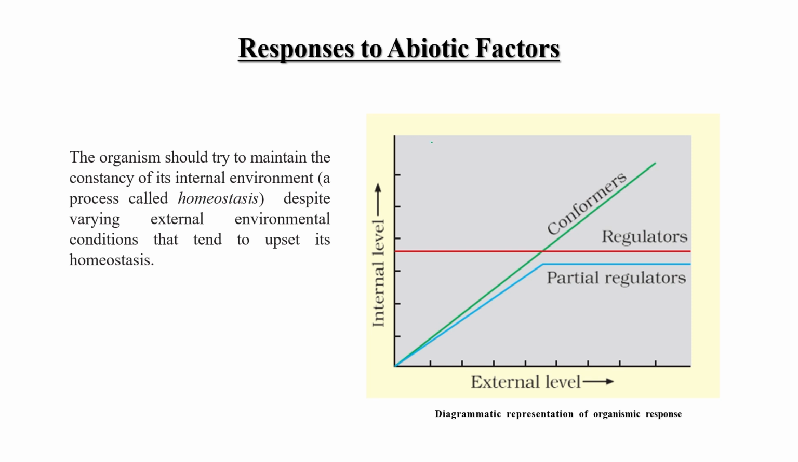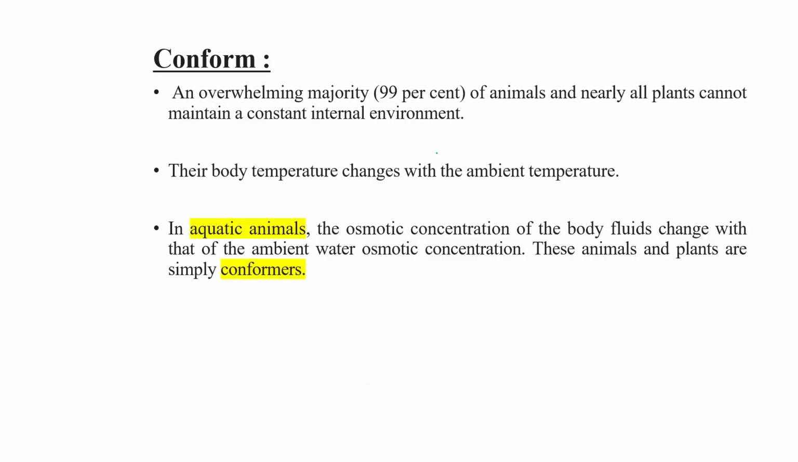Sometimes questions are asked based on this graph. Already I have told you most of the things related to this graph, but let's read out all the important points. Conformers, meaning 99% of animals and nearly all plants, cannot maintain a constant internal environment. Their body temperature changes with the ambient temperature. In aquatic animals, the osmotic concentration of the body fluid changes with the ambient water osmotic concentration. These animals and plants are simply conformers. Clear?